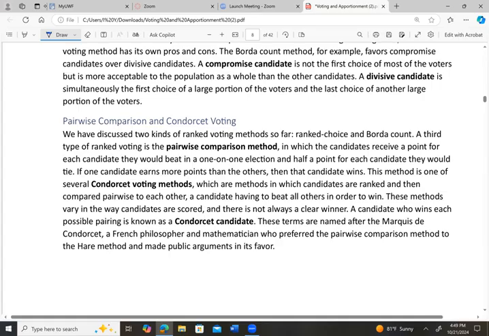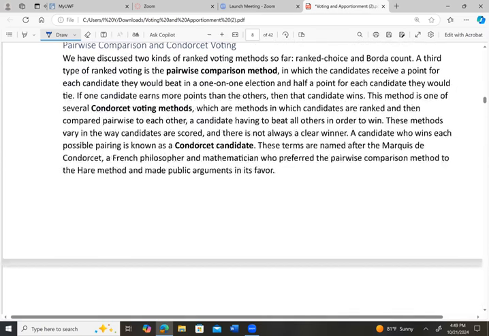A candidate who wins each possible pairing is known as a Condorcet candidate. These terms are named after Marquis de Condorcet, a French philosopher and mathematician who preferred the pairwise comparison method to the Hare method and made public arguments in its favor.